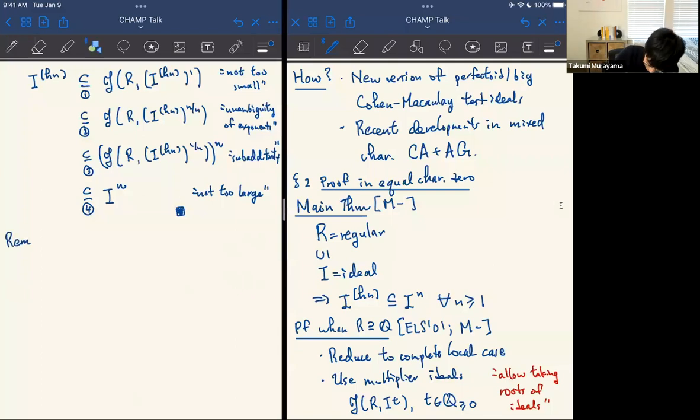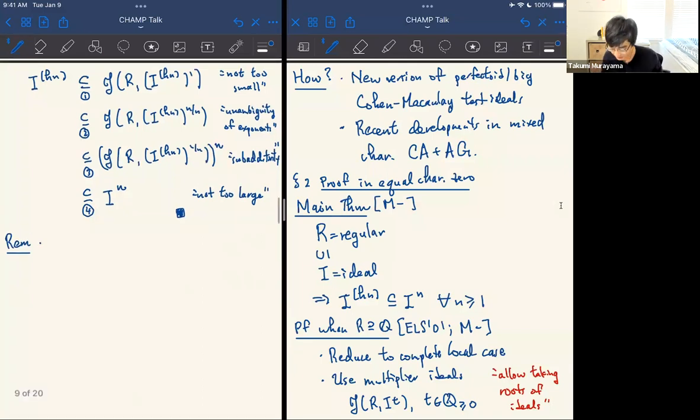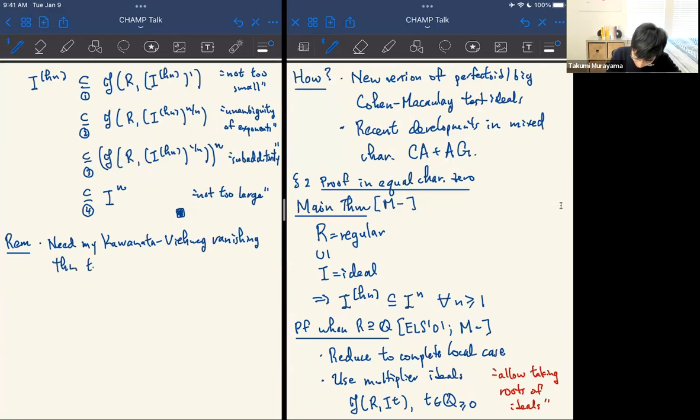Let me give you a couple of remarks. Here I said that this works for any regular ring containing the rational numbers. As I said before, the Lazarsfeld-Smith proof works for complex varieties. So you need my vanishing theorems to do part 4 in this proof, at least in the generality I stated.